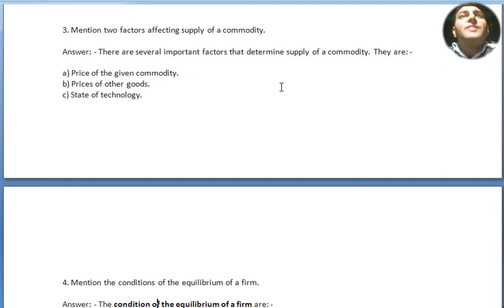Mention 2 factors affecting supply of a commodity. Answer: there are several important factors that determine supply of a commodity. They are: point number A, price of the given commodity, price of other goods, state of technology.